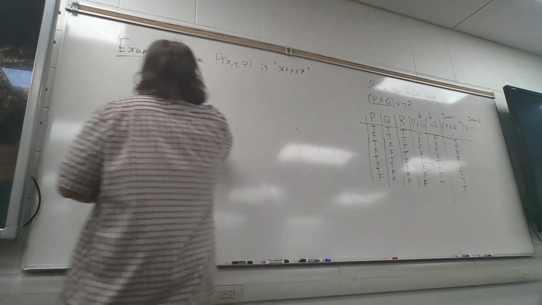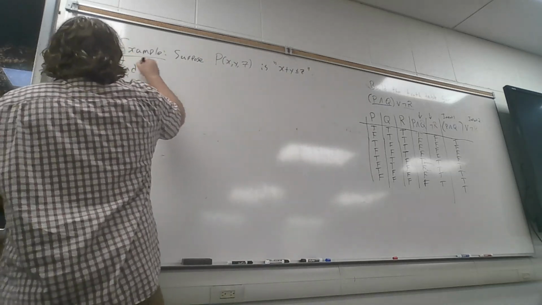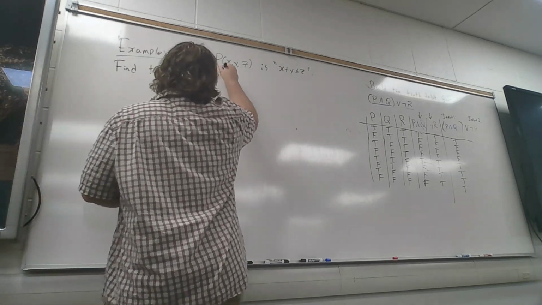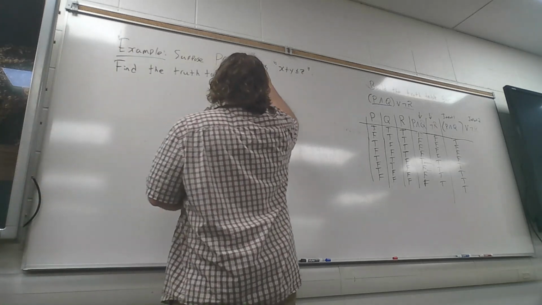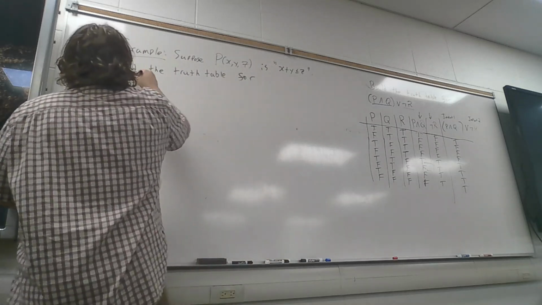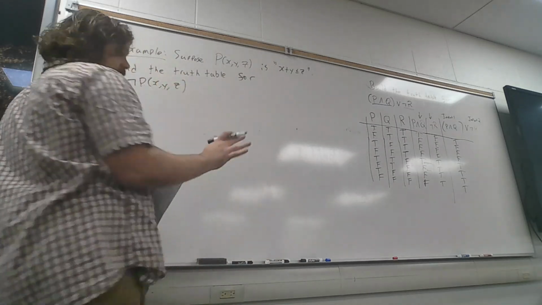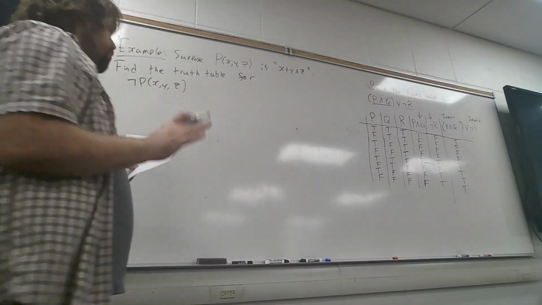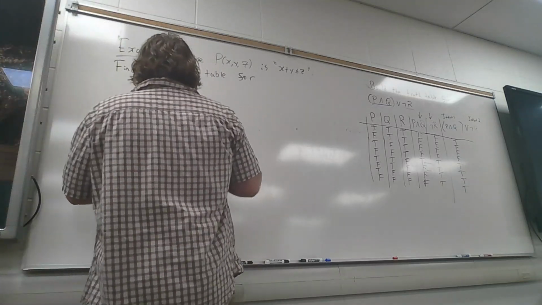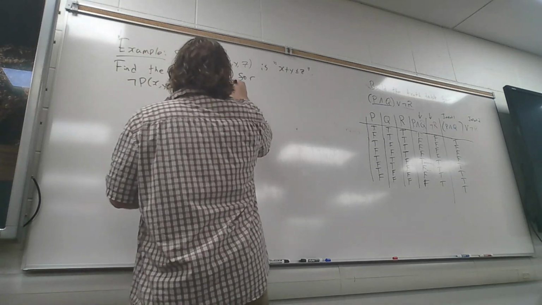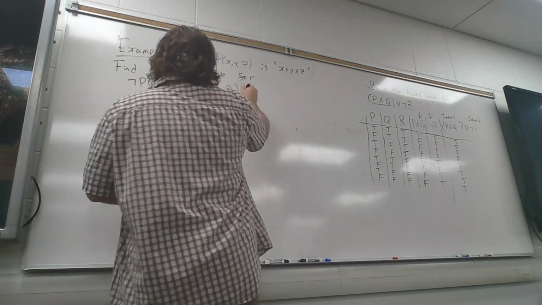So let's find the truth table for not P(X, Y, Z) and Q or R. Even though there are variables in there now, we don't care when we're building truth tables. Okay, so that's step one.